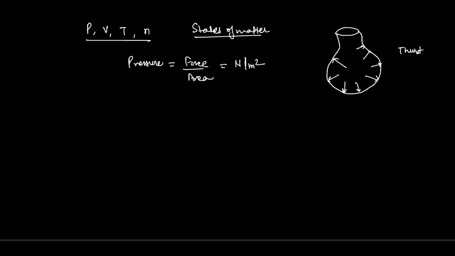Okay, so here are some units that we need to convert and know about, so that in our calculations we can do it properly. Newton is the standard unit of force, and meter square is the standard unit of area, so this is the SI unit. Newton per meter square is an SI unit, which we call pascal. So 1 pascal is equal to 1 Newton per meter square.